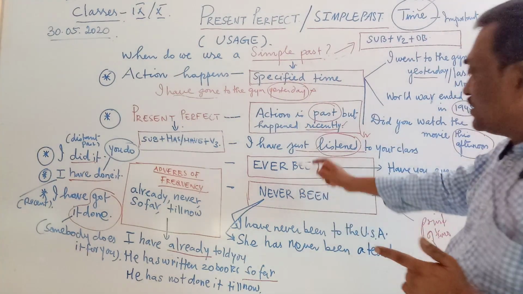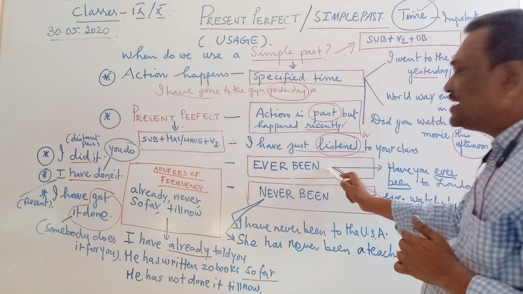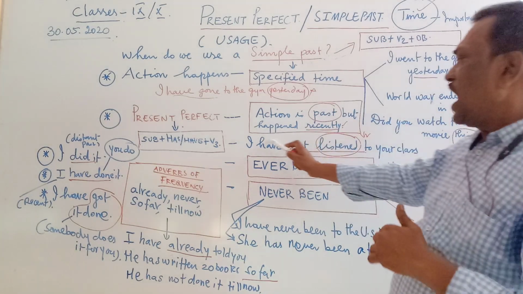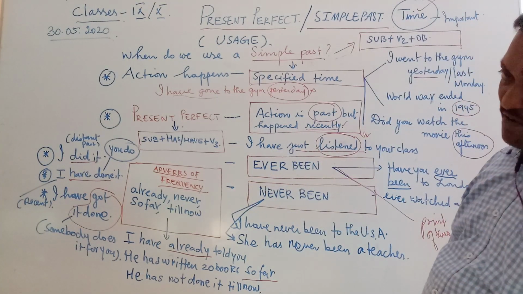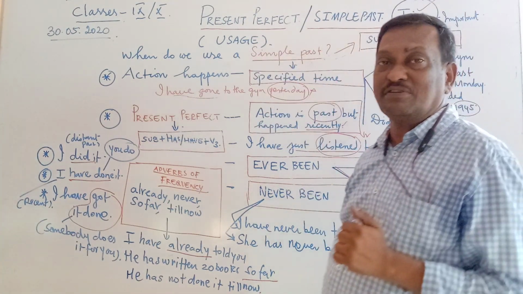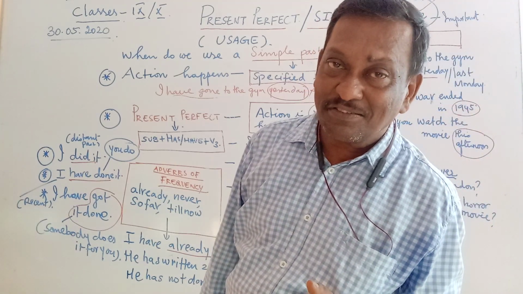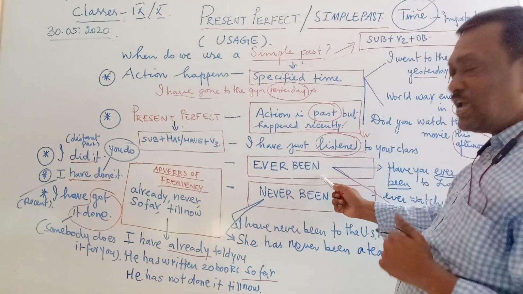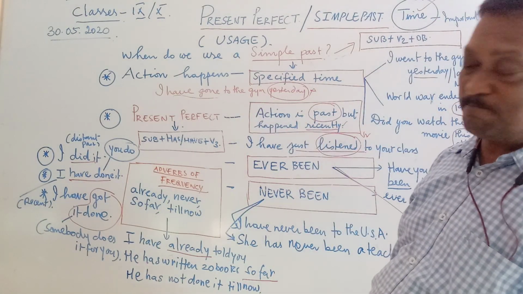Have you ever? You can also use only this. You just take away been, and with the word ever you can make a present perfect tense. Have you ever done this? Or have you ever had an experience like this? Have you ever challenged your teacher? So ever been or ever can be used with the present perfect tense.